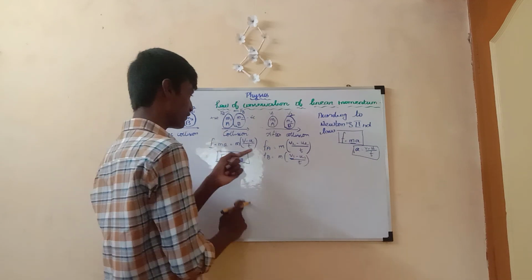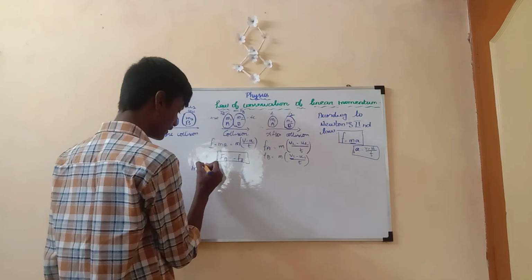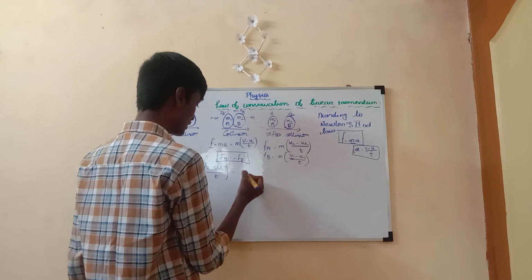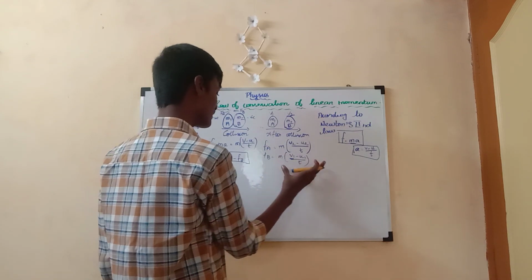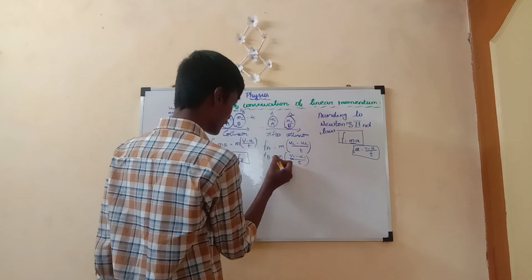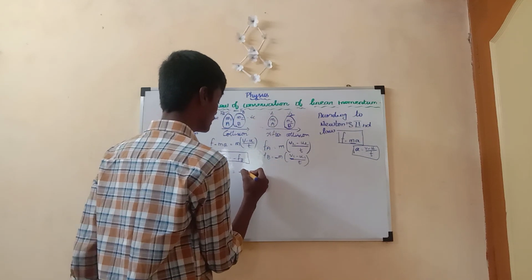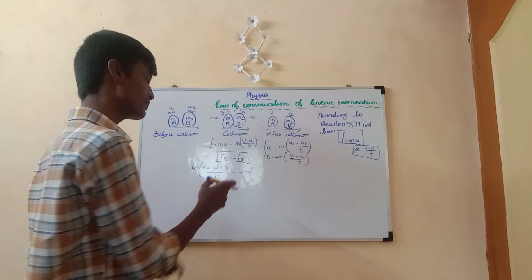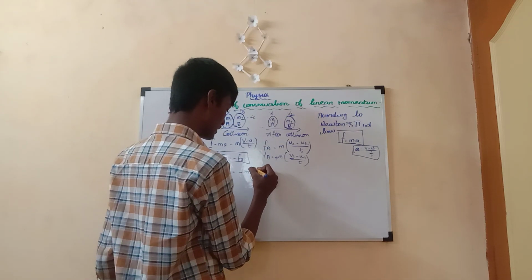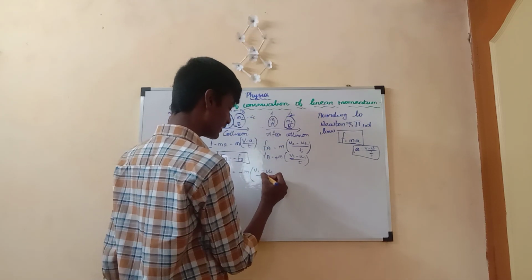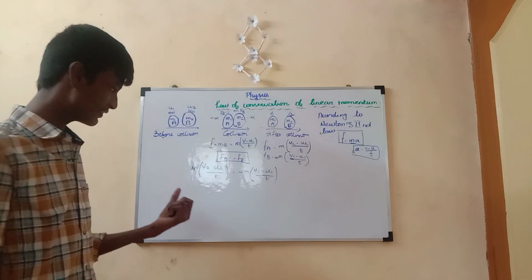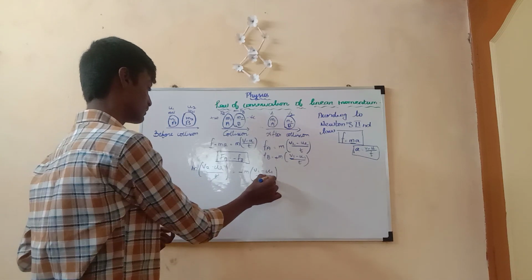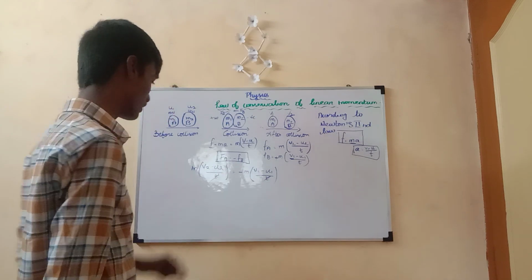Now we know the value of FA. What is the value of FA? m into (v2 minus u2) by t is equal to minus FB value. Here FB value is minus m into (v1 minus u1) by t. In these two cases, the t is common, so we have to cancel it.